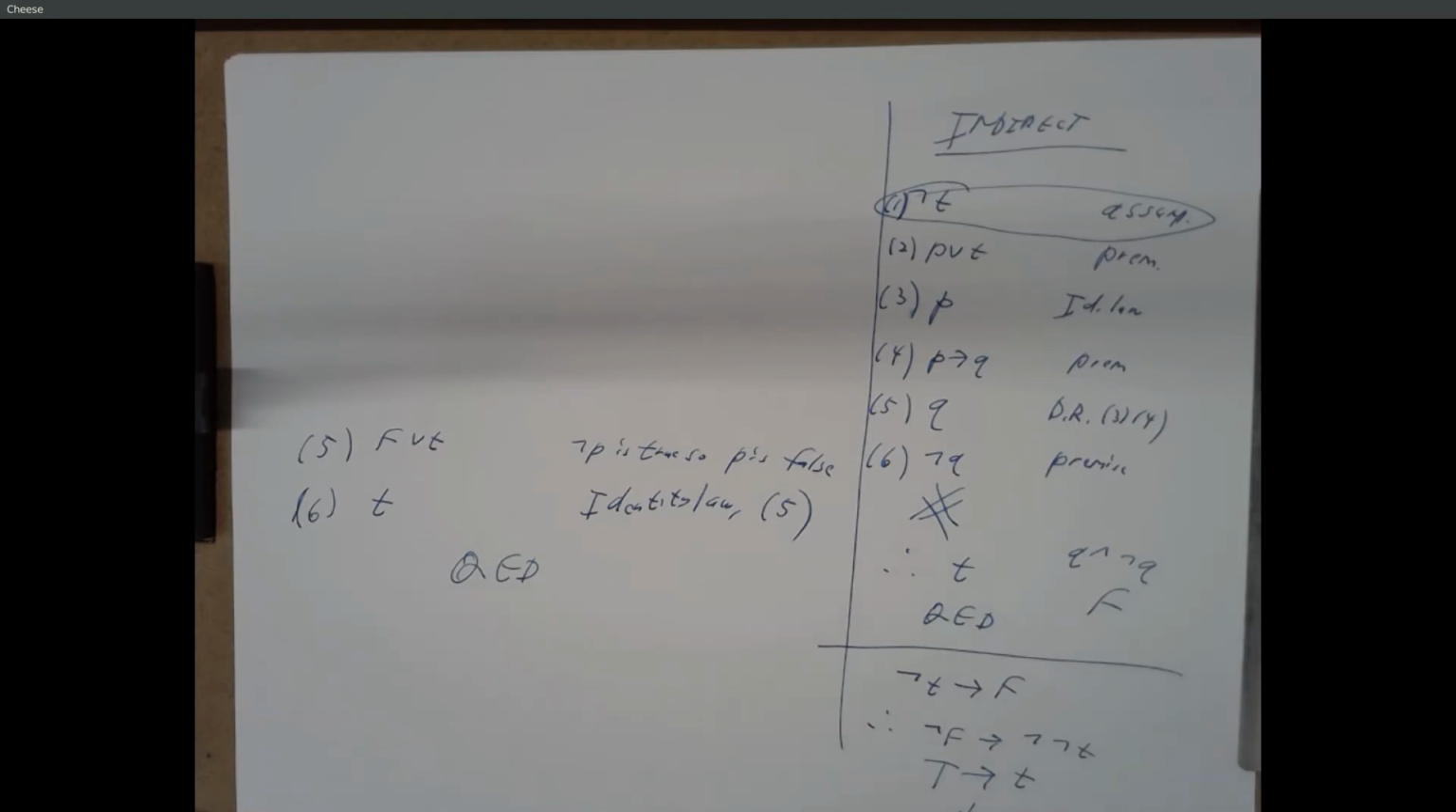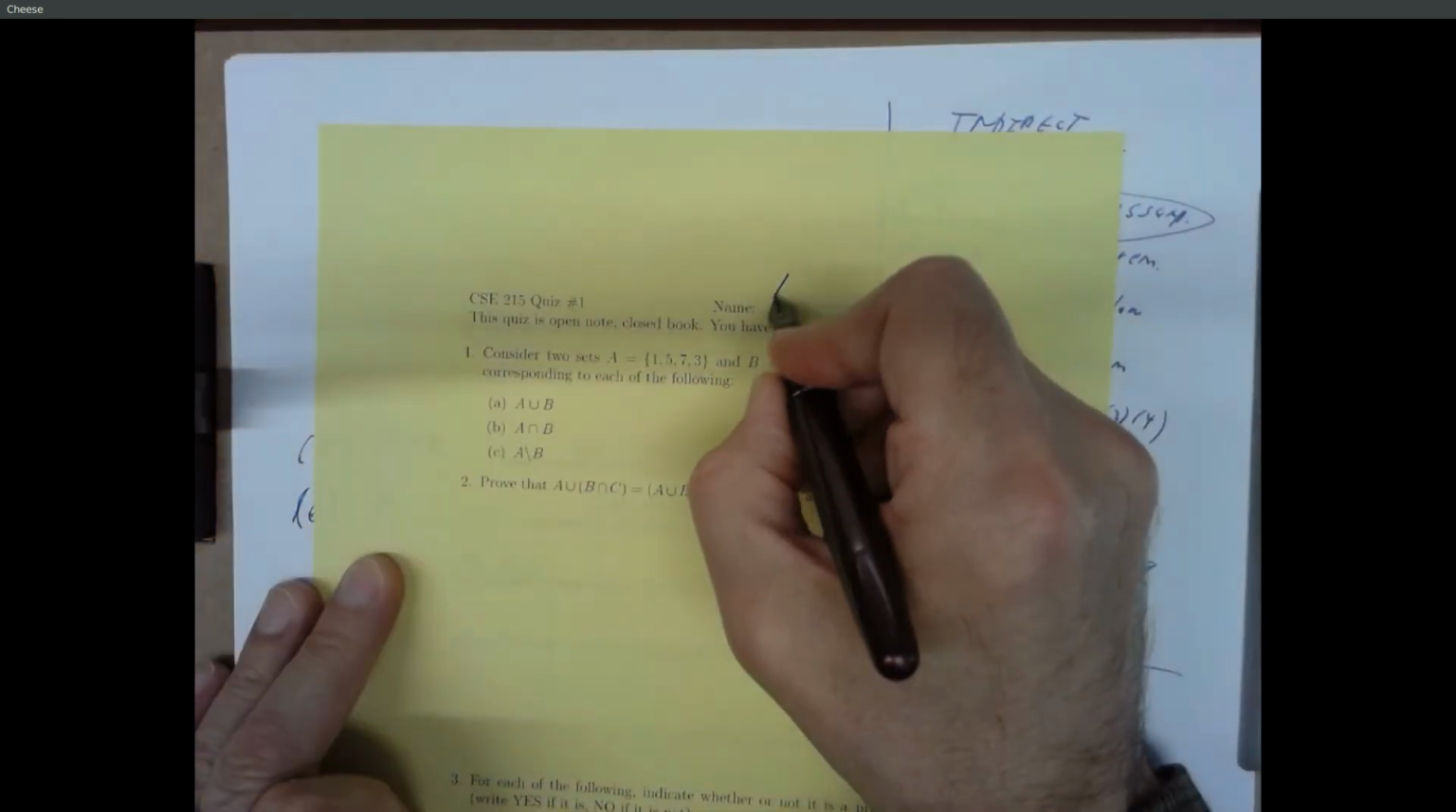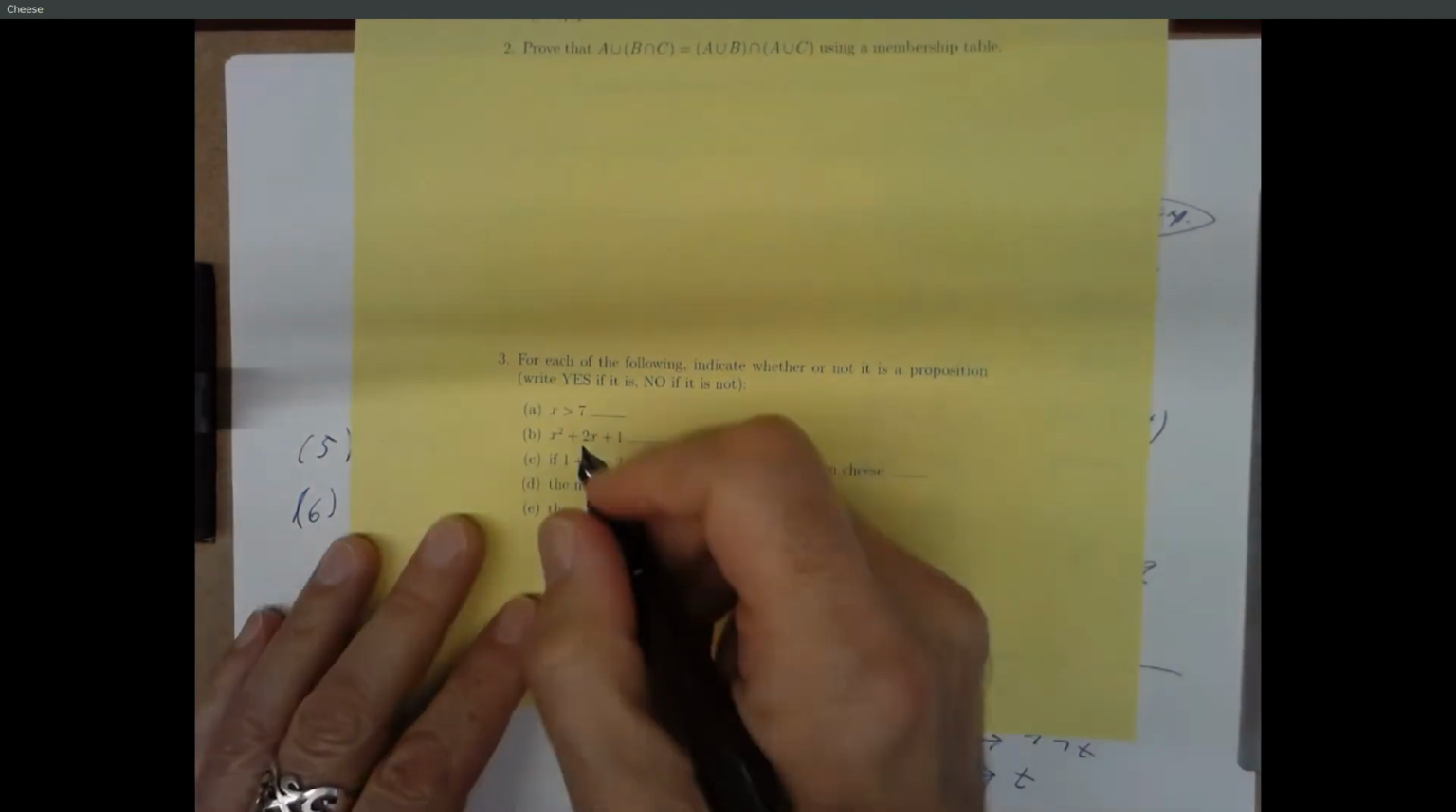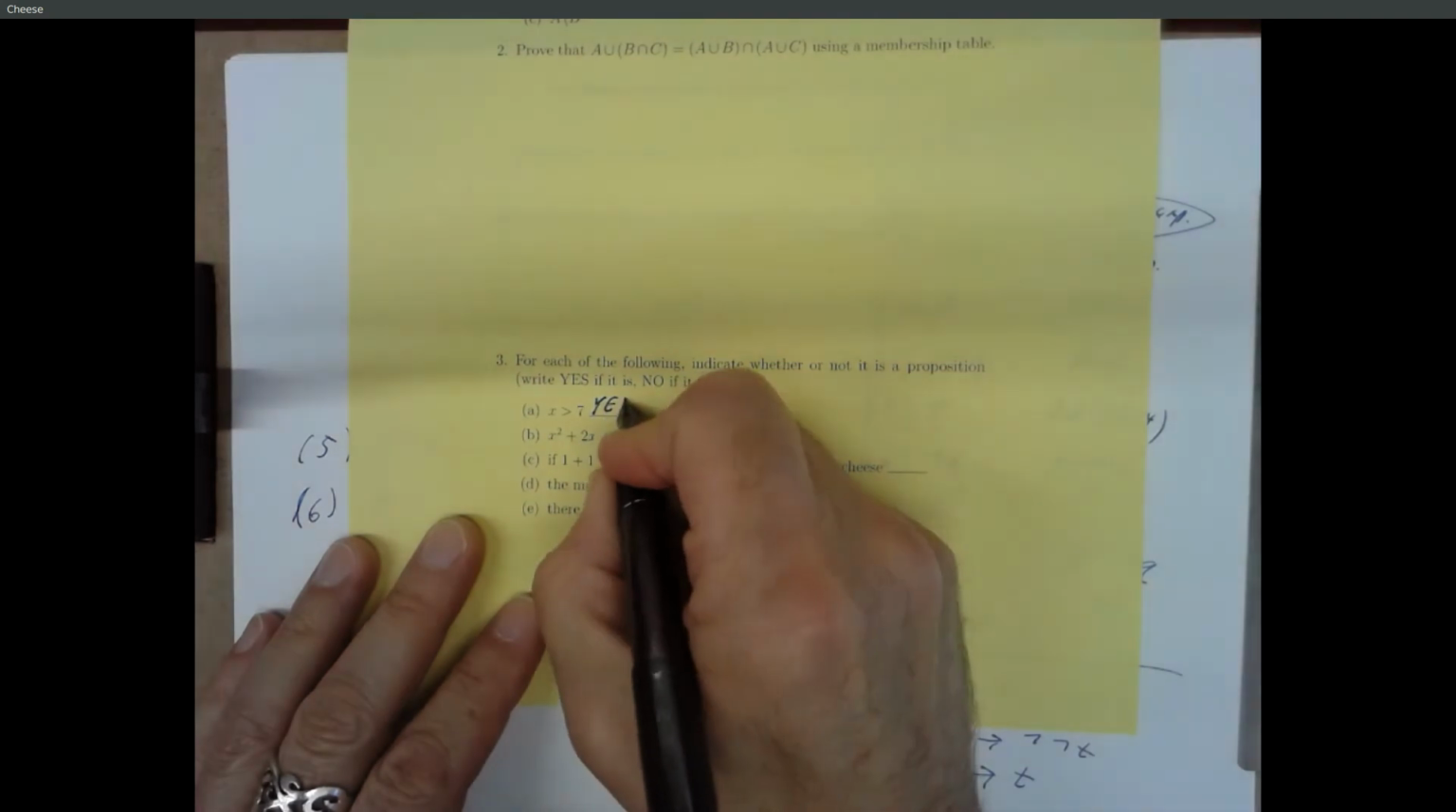All right, any other questions on the quiz? Number 3. So here, I'll cheat and make my answer key while we're doing this. For each of the following, indicate whether or not it is a proposition, yes or no. X is greater than 7. Proposition? All right, we'll do a democratic vote.